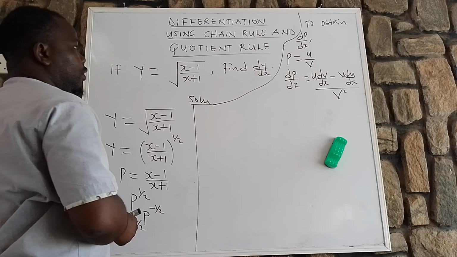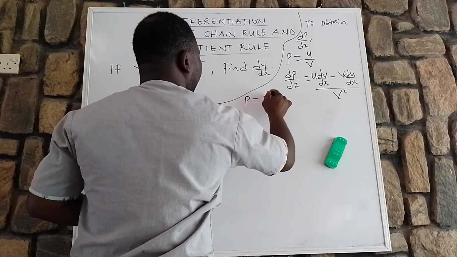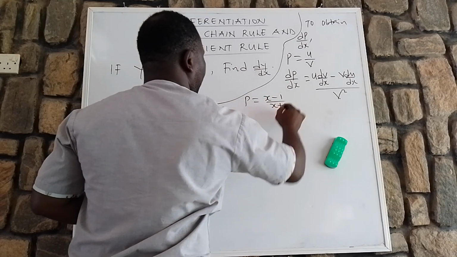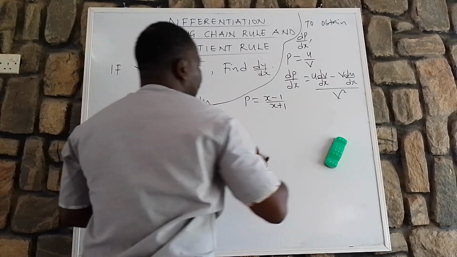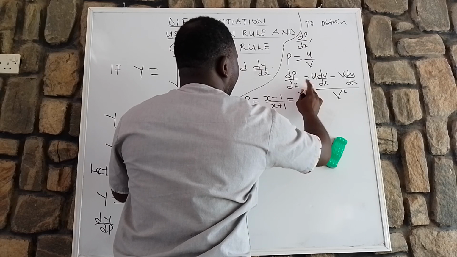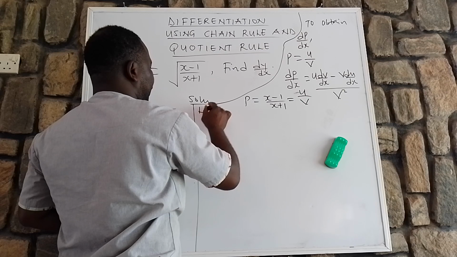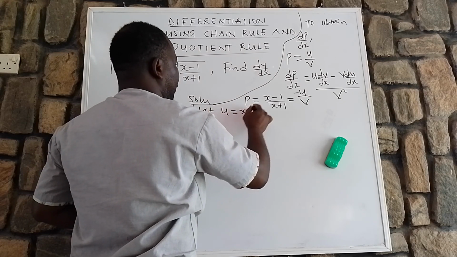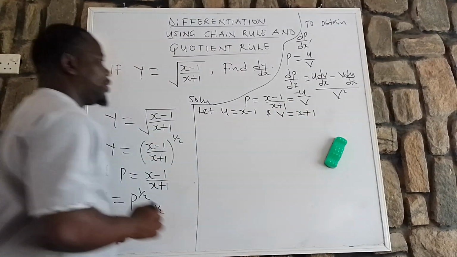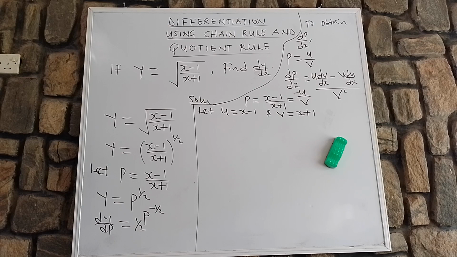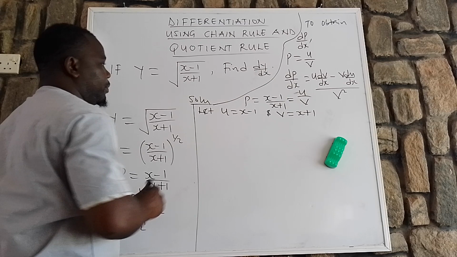Is that clear? This is the function: p is equal to x minus 1 all over x plus 1. As it is, which one is supposed to be your u and your v? It is u all over v, so we write: let u equal x minus 1 and v equal x plus 1. True or false? Are you following? If you agree with me, we differentiate this function with respect to x.